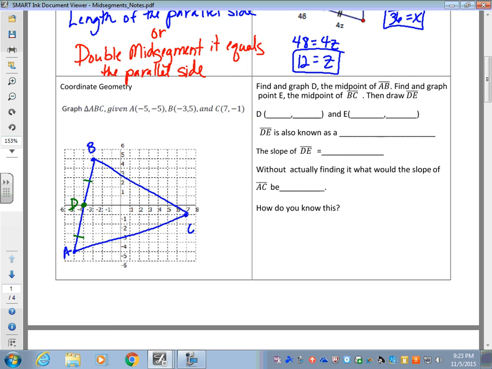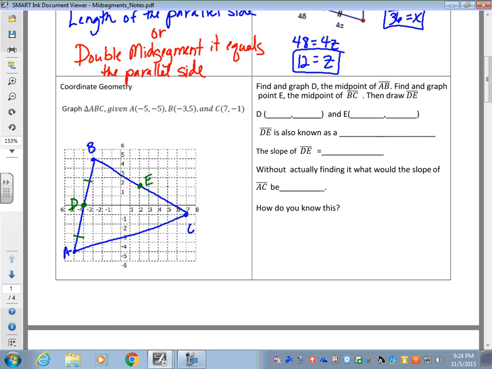And this is find and graph point E, the midpoint of BC. Well, even if I couldn't see because my graph is a little off, I could just look at my slope. If I look at the slope of BC, basically it is going up 1, 2, 3, 4, 5, 6, and to the left 1, 2, 3, 4, 5, 6, 7, 8, 9, 10. So I'm going to do half of that. So that's going to be 3, 1, 2, 3, 4, 5. And there is my midpoint E. But you can physically see that.